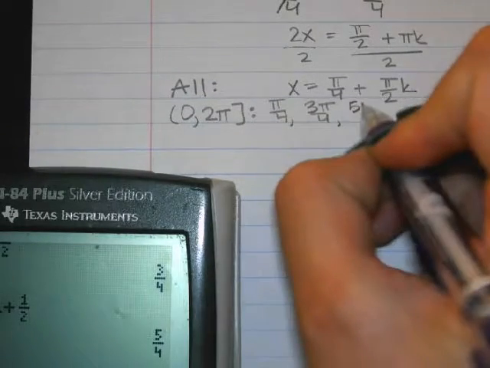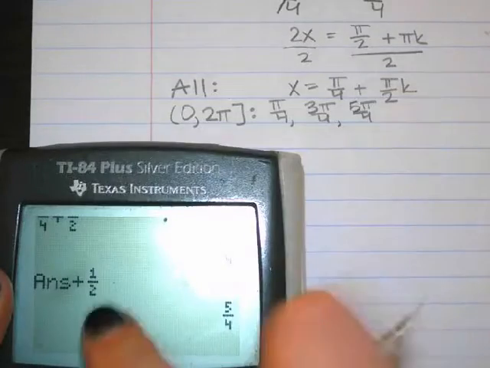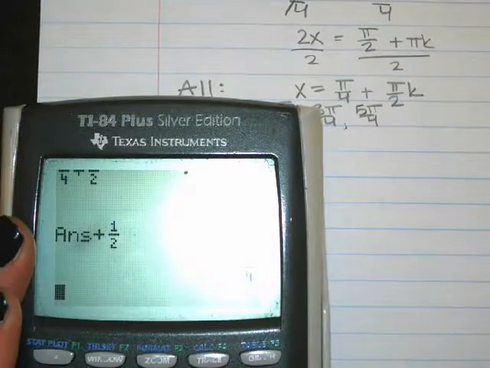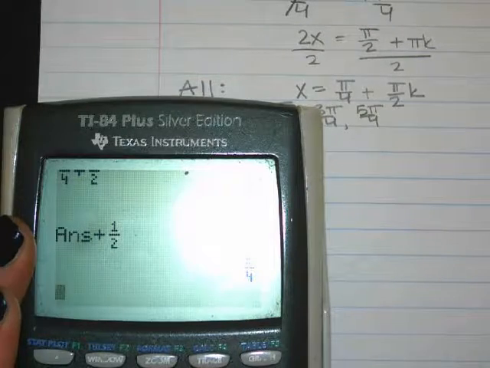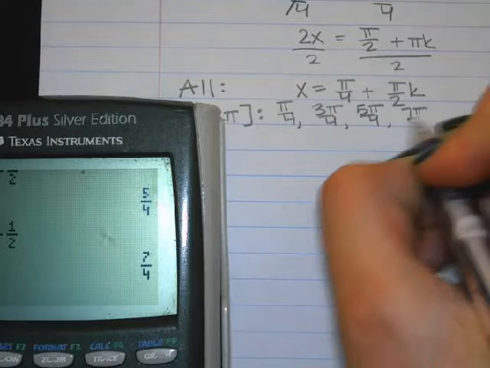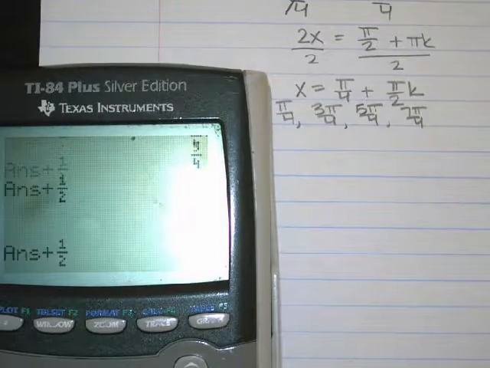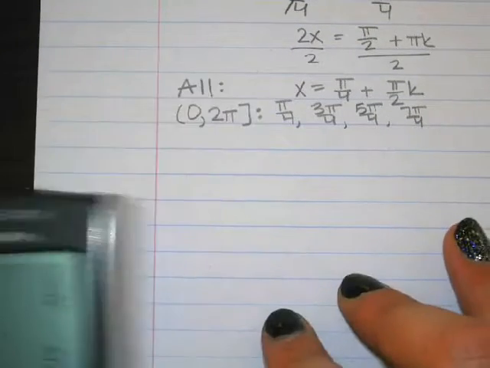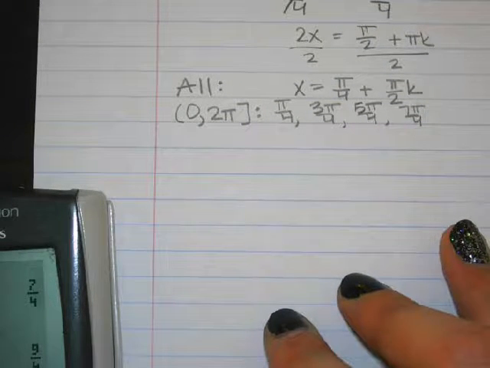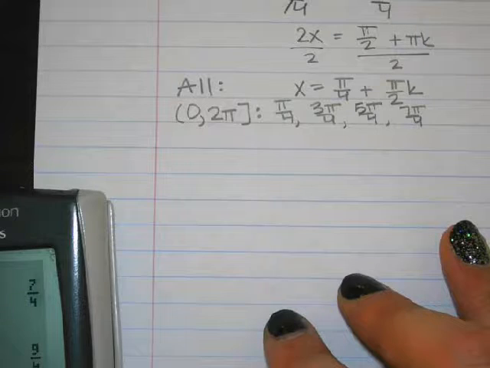Five pi fourths. And now that my calculator says answer plus pi, now that it says answer plus 1/2, I can just press enter to get the rest of them. So I've got 7 pi fourths, and then 9 pi fourths is too big. So we had a 2x, and we got 4 answers.